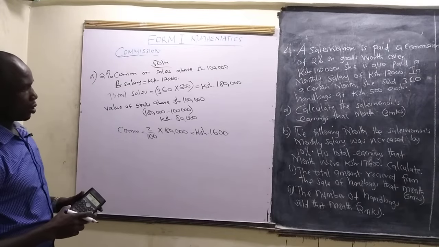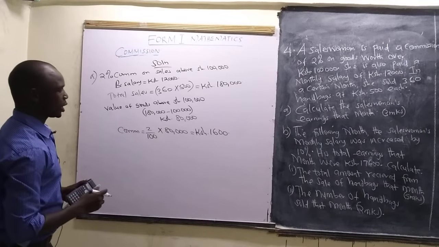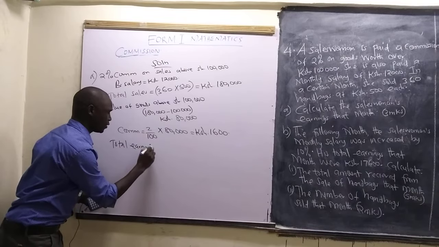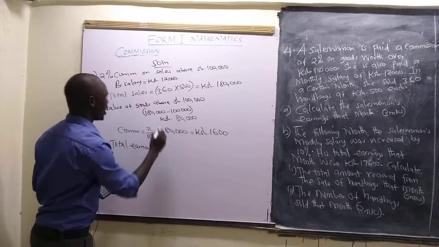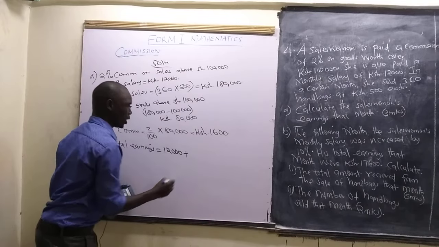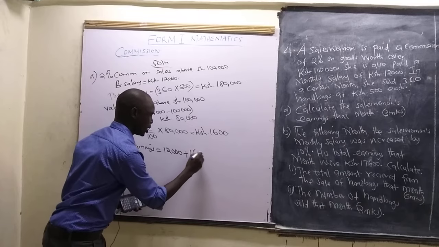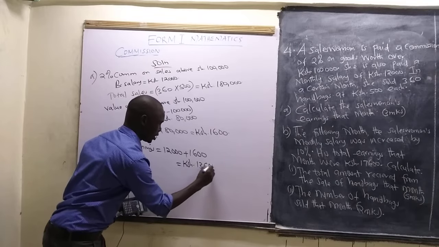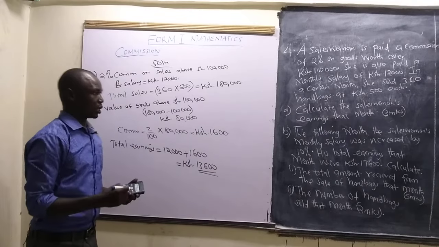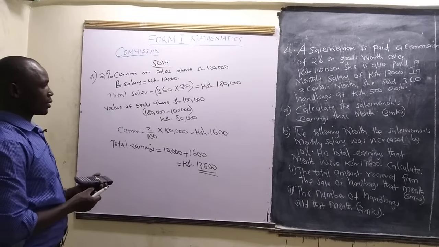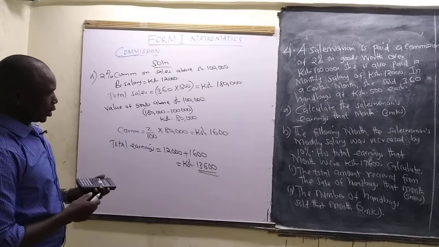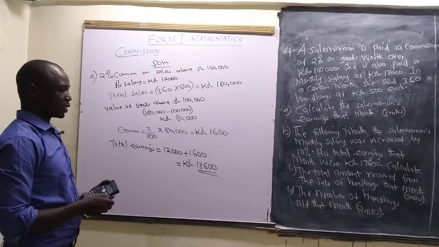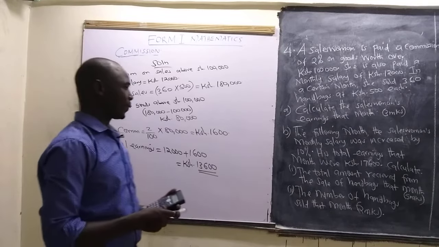So this is the first question we are working on. The question is on total earnings. To get total earnings, we know total earnings are given by the basic salary, which we have as 12,000. We add our commission of 1,600, and this one gives us a total of 13,600, and this is what this lady got that month. That is part A, which is giving us 13,600.